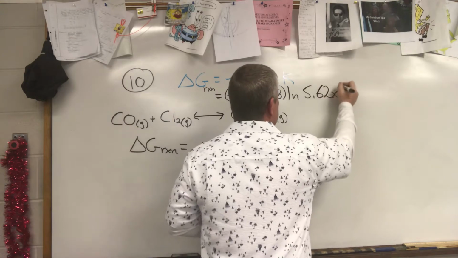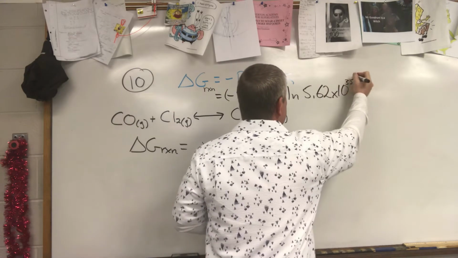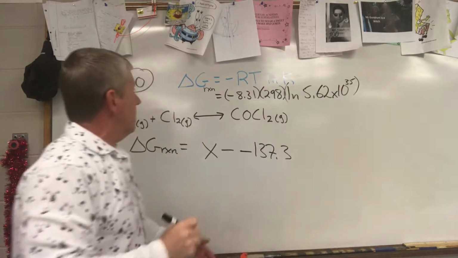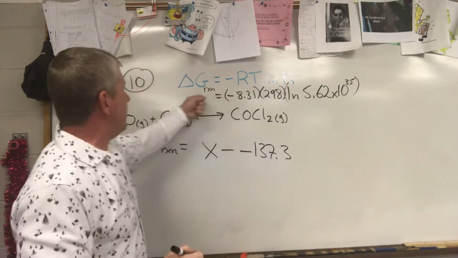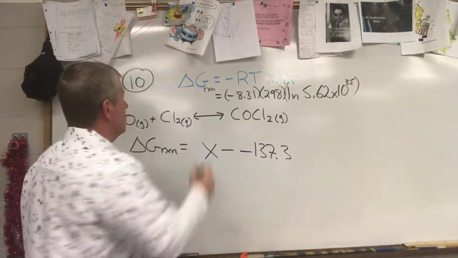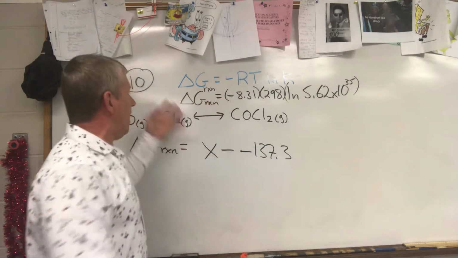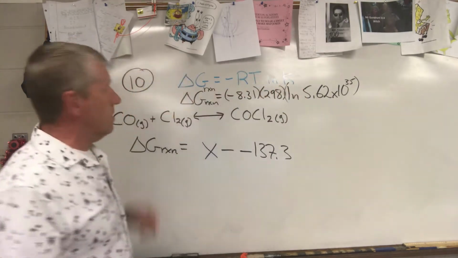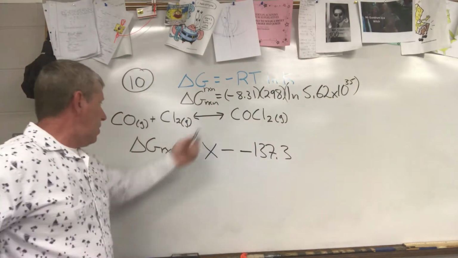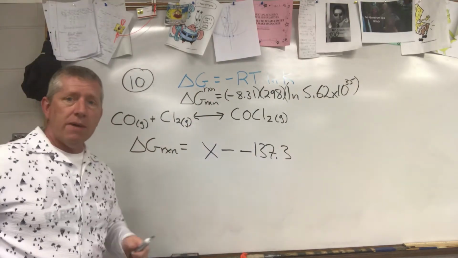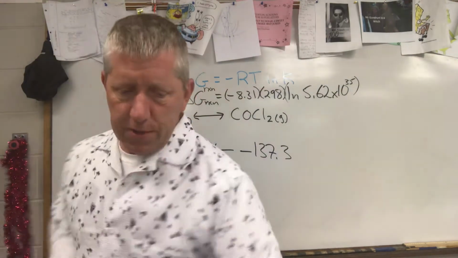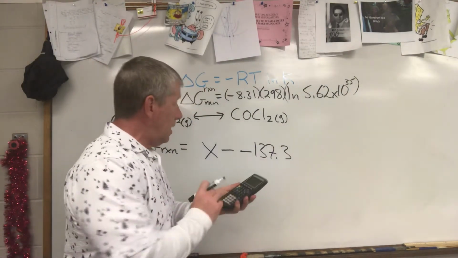5.62 times 10 to the 35th. Okay, there's my setup. I can figure out what the delta G of this reaction is. Then once I have the delta G of the reaction, using my delta G equation with the natural log in it, I can go ahead and put that right here. Solve for X. Piece of cake. All right, so let's go ahead and do that out.